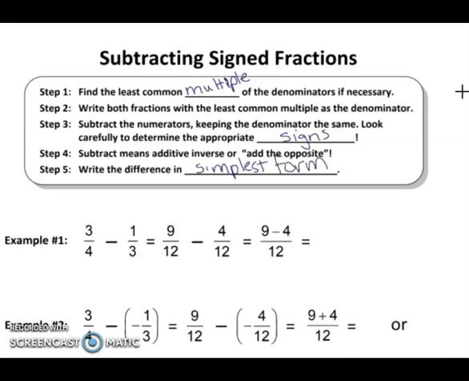Okay, so let's look at the first one. So we have 3/4 minus 1/3. So you can see that they found the common denominator of 12. And so they put the numerators together. 9 minus 4 is 5 over 12. Those do not have a common factor, so they can't reduce. So that answer is 5 over 12.